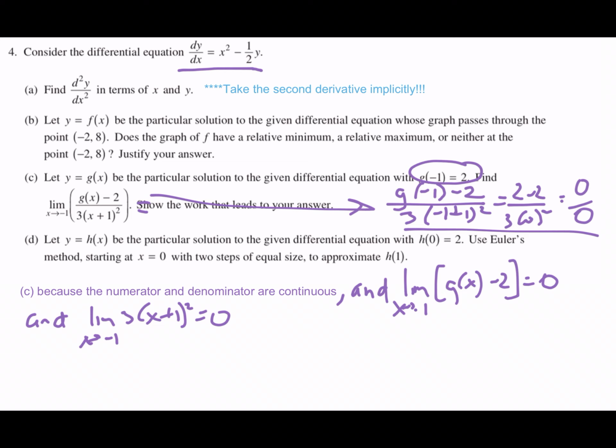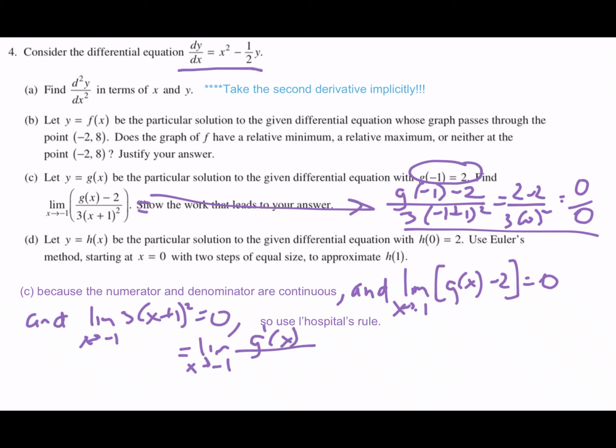So you state that both the numerator and denominator are continuous, and that each individual limit is 0, and now I'm going to say that I'm going to use L'Hopital's. Okay, so I'm telling them I'm going to use L'Hopital's, so my L'Hopital's is going to be the limit as x approaches -1 of the derivative of g of x minus 2, which is just g prime of x.